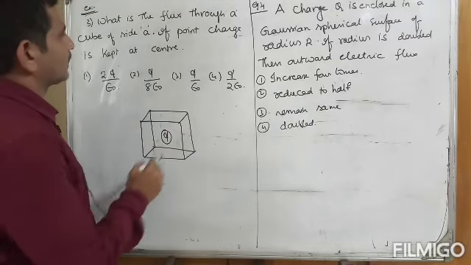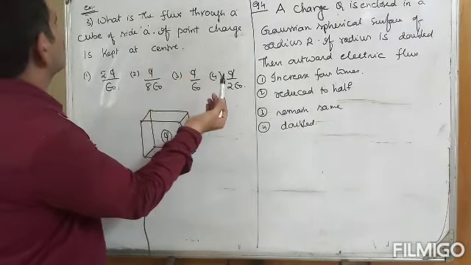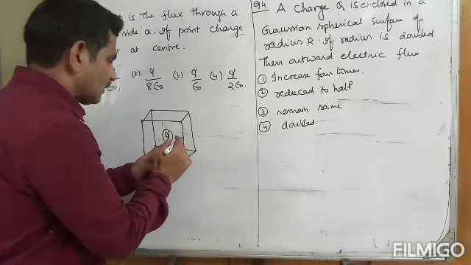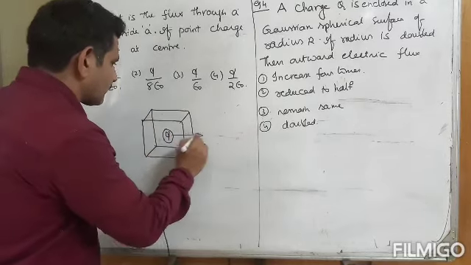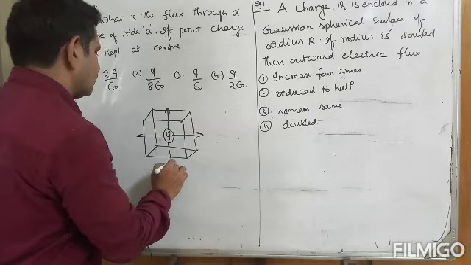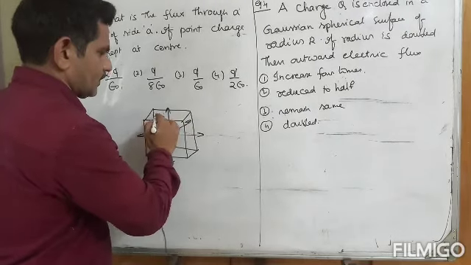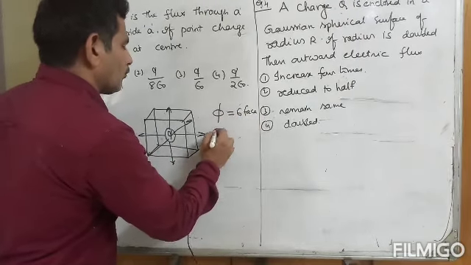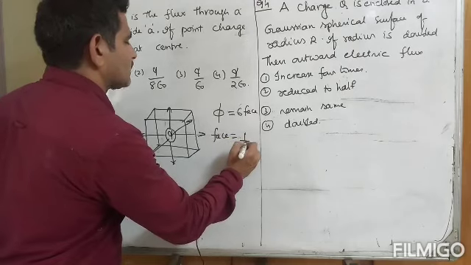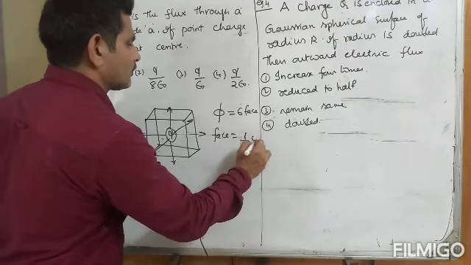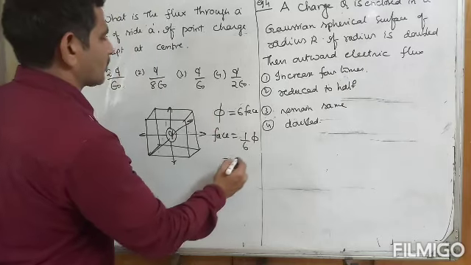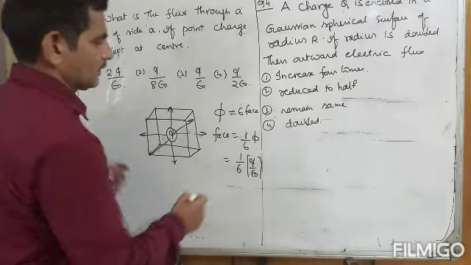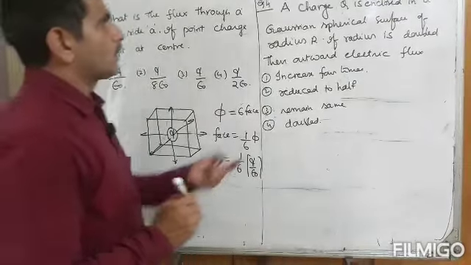A charge Q is kept at the center of a cube. What is the flux through one side of the cube? The total cube, these 6 faces, covers the charge Q. The total flux is shared by 6 faces. So one face gets 1/6 of the total flux. The total flux formula is Q by epsilon naught. Already I explained this in the given problems. Am I right?